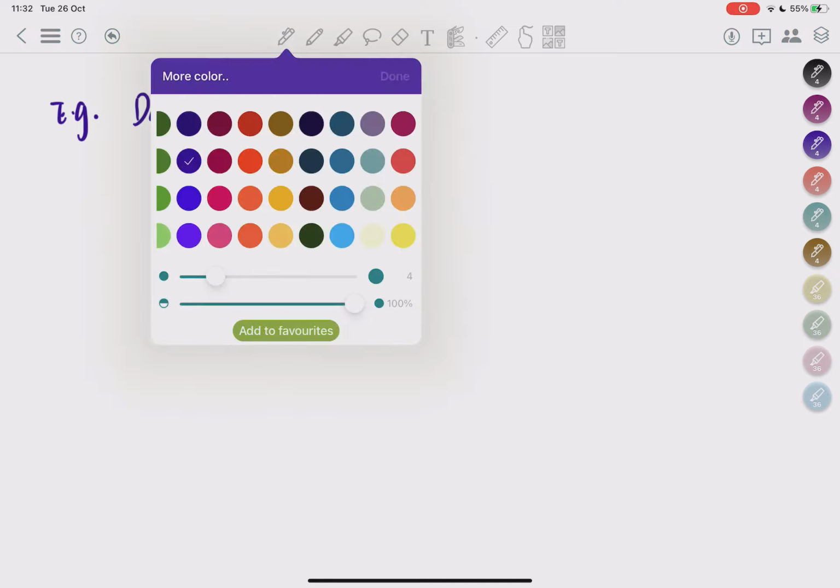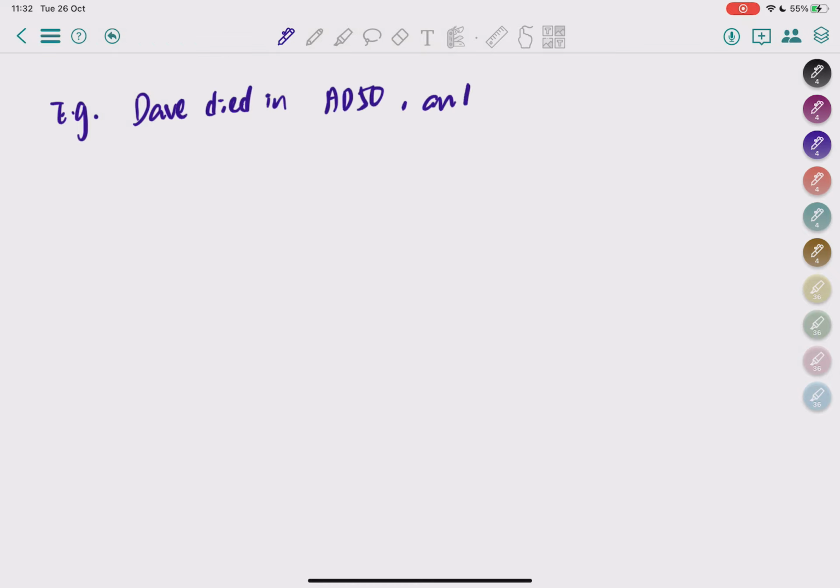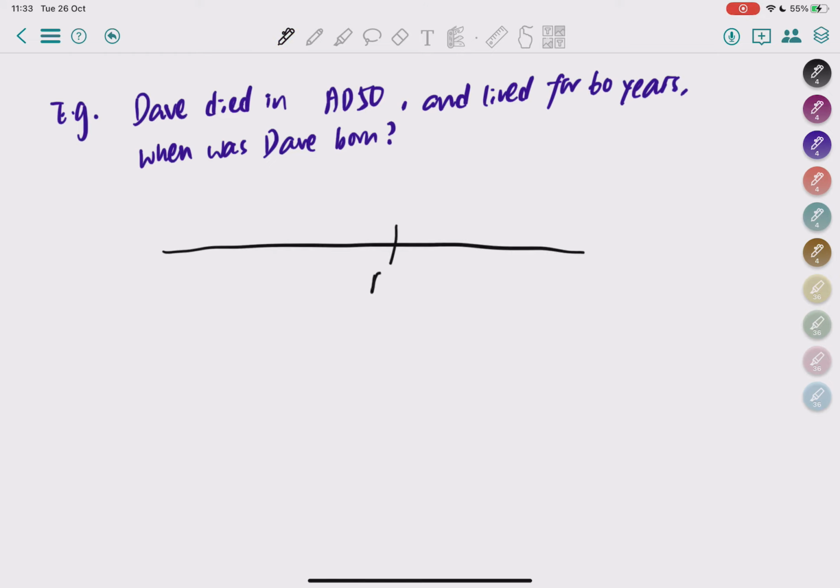The next type of question we always see is about finding out when someone was born from the year he died and how long he lived. For example, in this case, Dave died in AD 50 and lived for 60 years. When was Dave born? For this type of question, we need to do it backwards. Again, let's draw the timeline.